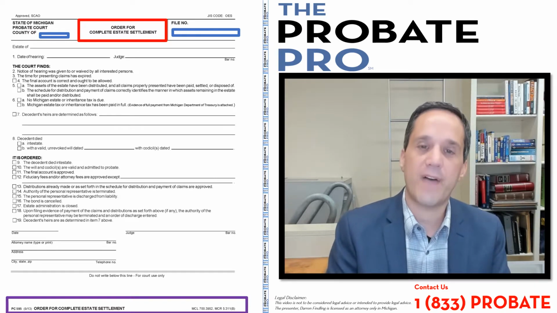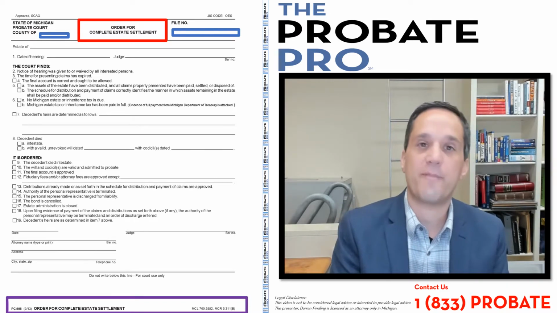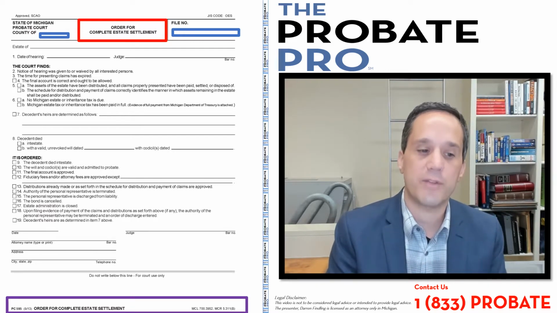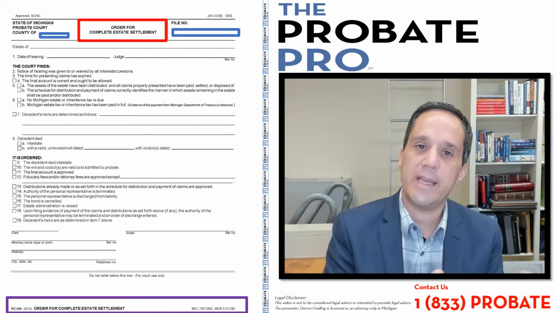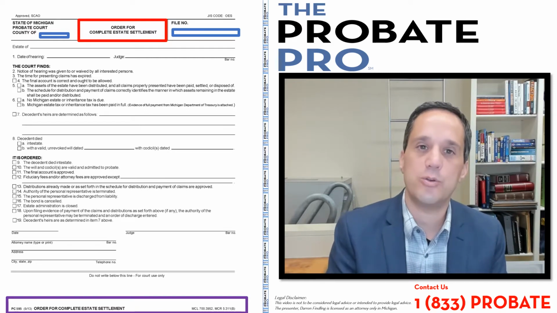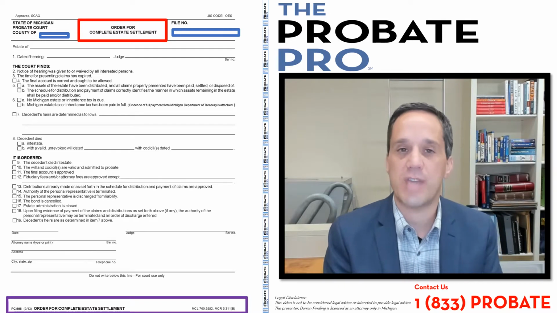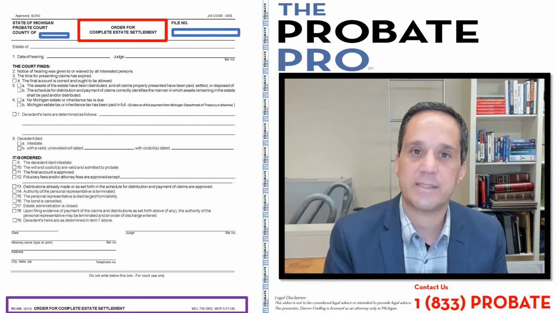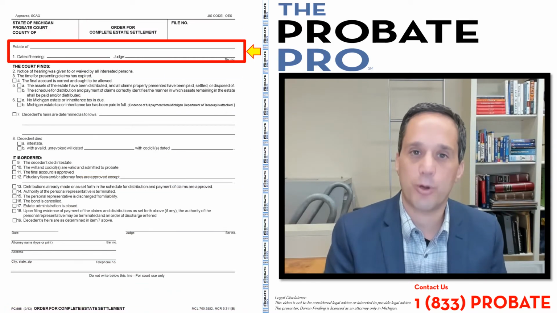In addition, it provides within court rule 5.311 that the closing of the estate and the entry of this court order will terminate the legal responsibilities and duties of that personal representative and then ultimately discharge them of their legal obligations. So let's work our way through the entry of the order, or how this order gets filled out and completed after a petition for complete estate settlement has been filed with the probate court.